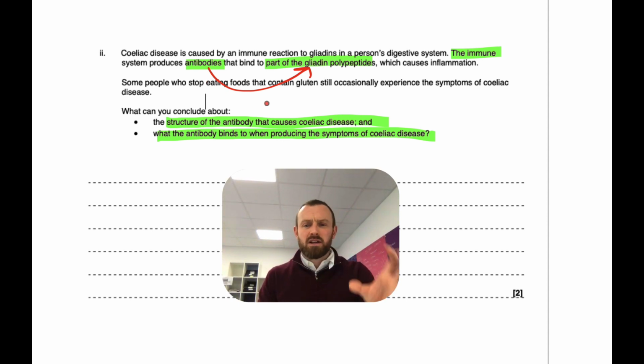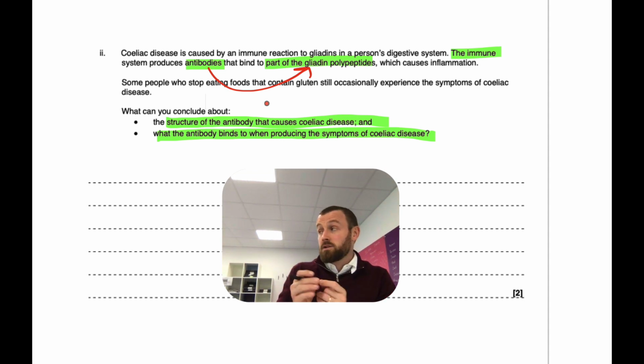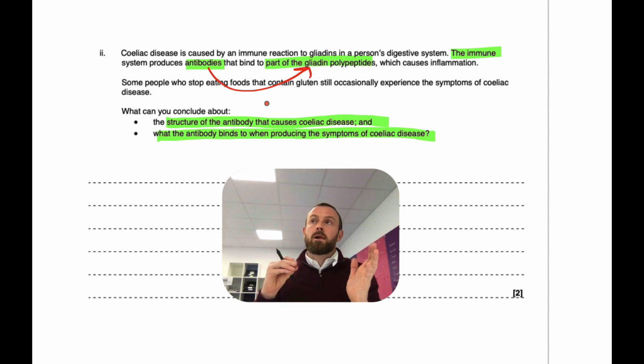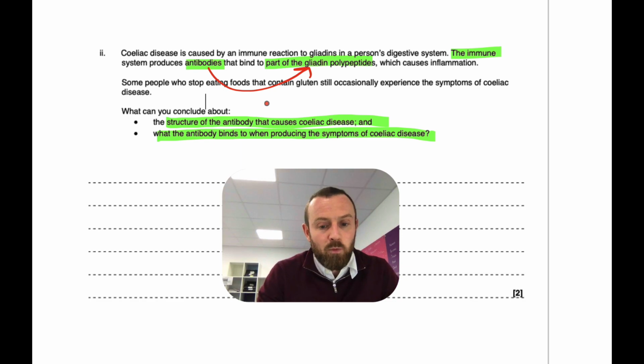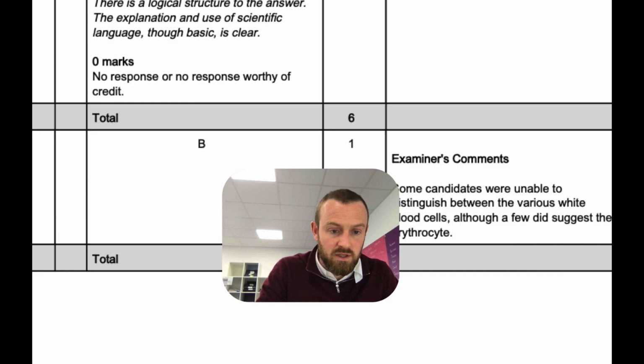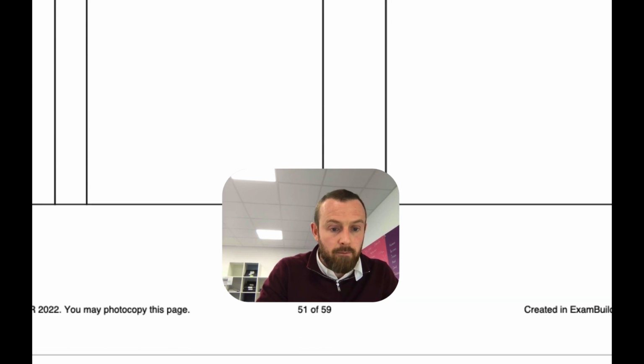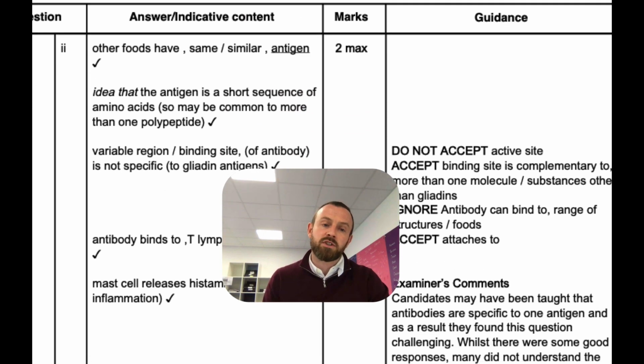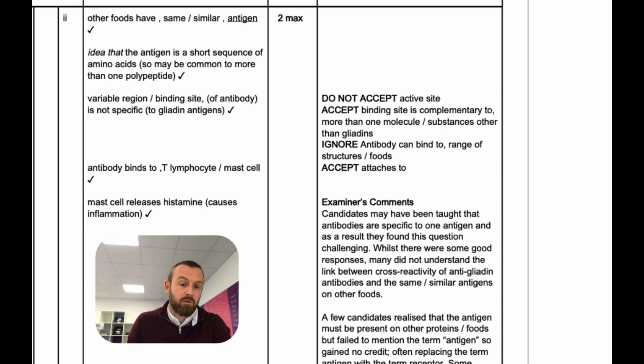So the antibody must be able to bind to similar proteins, or the antibody itself might be not very specific. It might bind to multiple things. So those are what you can get marks for. I'll show you the mark scheme for the more specific answers. So you could have taken it a couple of different ways. Either you could have said other foods have the same antigen. You need the word antigen underlined there.